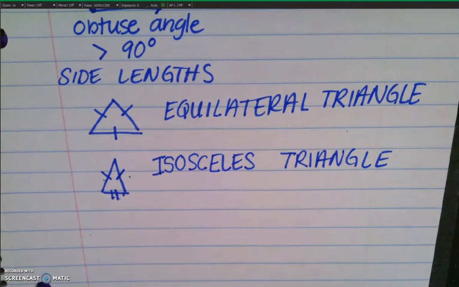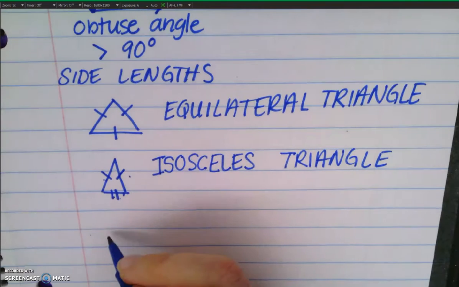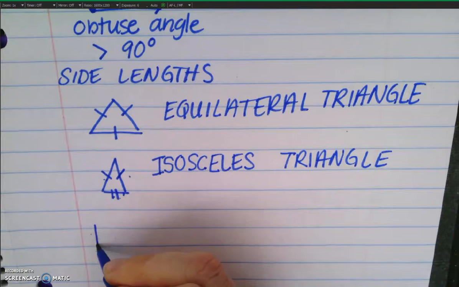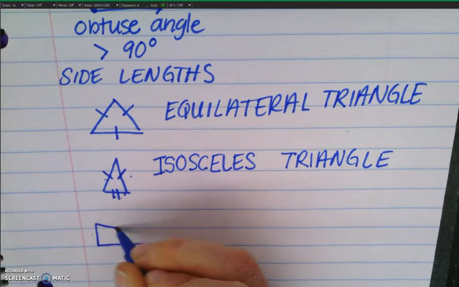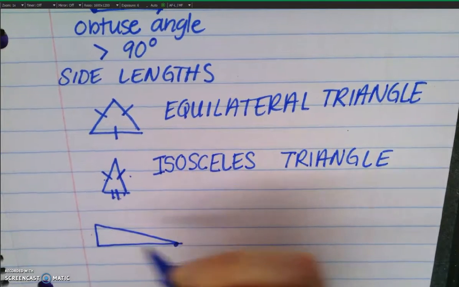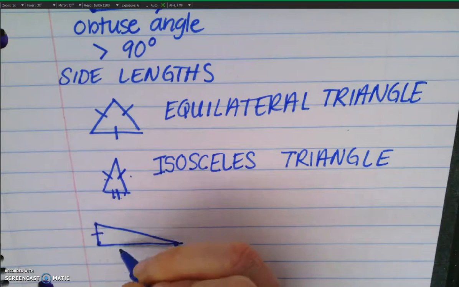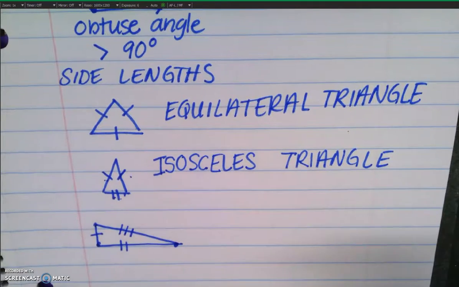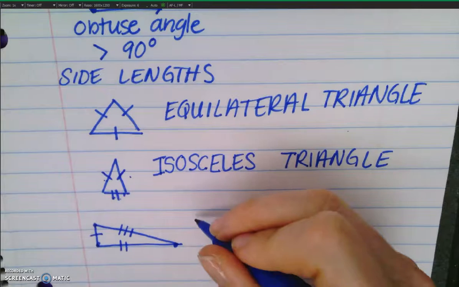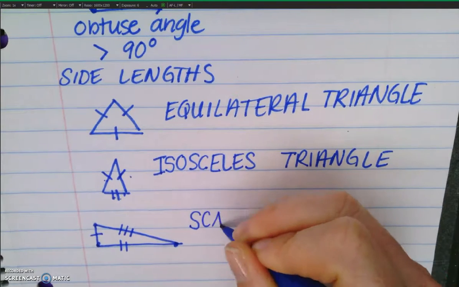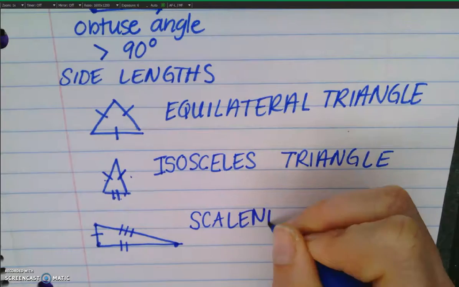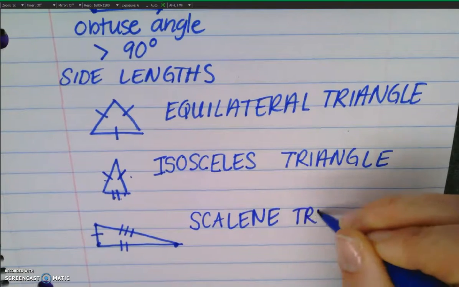And the third opportunity we have here is if all 3 lengths are different. If all 3 side lengths are different, we'll put 2 there, we'll put 3 there, they're all at different scales. They're all in a different scale. So we call these scalene triangles.